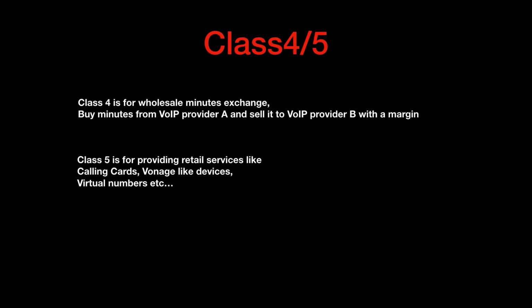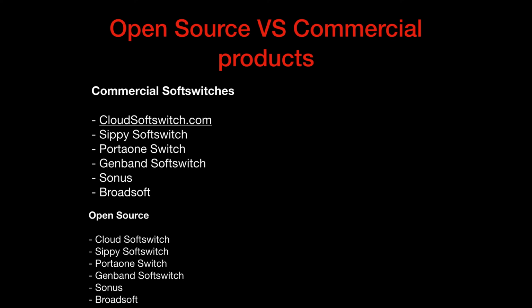Class 5 is for providing retail. It's a soft switch that has modules or features to provide retail services like calling cards, Vonage-like devices, SIP ATAs, providing virtual numbers, all of that. You need Class 5 modules. So that's all it takes to know what is a Class 4 and Class 5 soft switch.